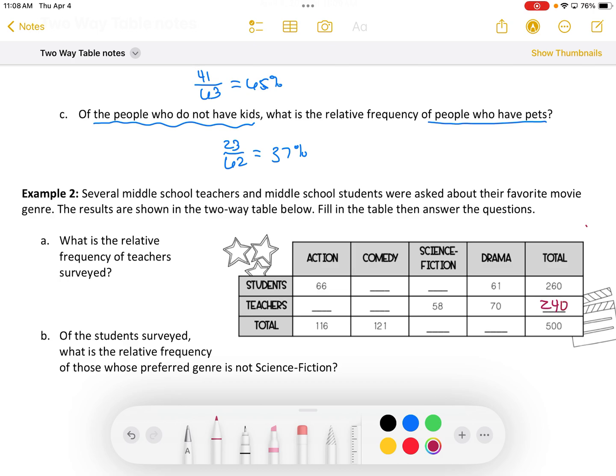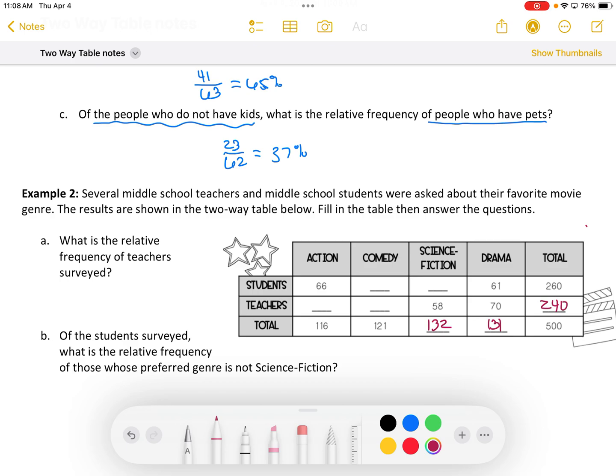Total drama, 61 plus 70 would be 131. I could add up the numbers there in the total then. So I'm going to add 116, 121, 131, and subtract that from 500. And we get 132 for science fiction.